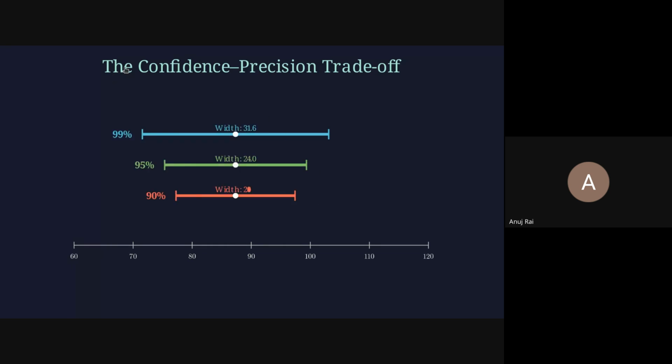So here we discuss if there is a precision trade-off. If you want to be high in confidence, definitely your range will increase. If you want to keep your range to a minimum, your confidence percentage will decrease. So the good statistical range is 95%.